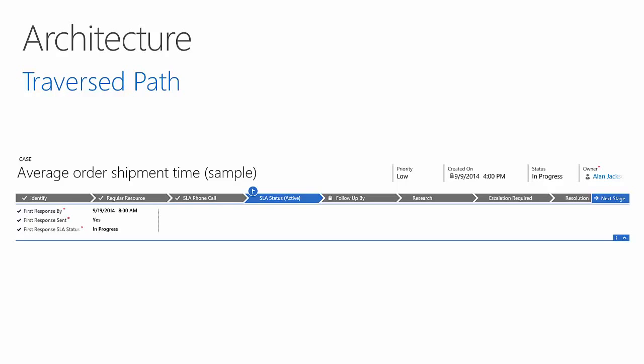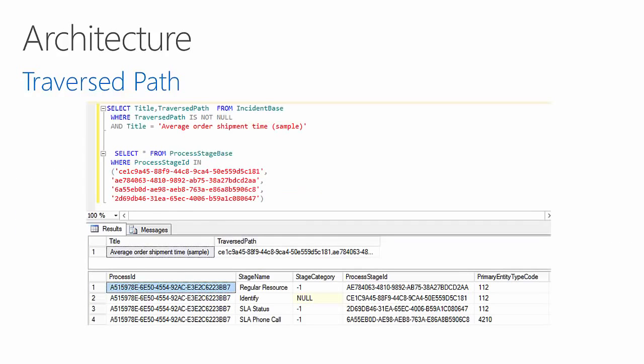It also includes the currently active stage. The new field is Traversed Path. Let's take a quick look at how we can relate the data from these tables. As we can see, this case average order shipment time sample has completed 3 stages and has 1 active stage. Running the following queries gives me the necessary information to determine what the stage path is for the case.